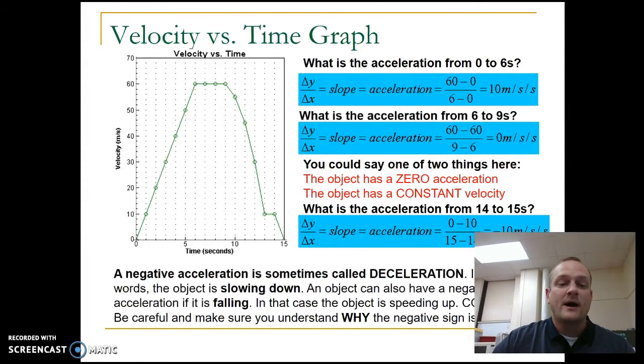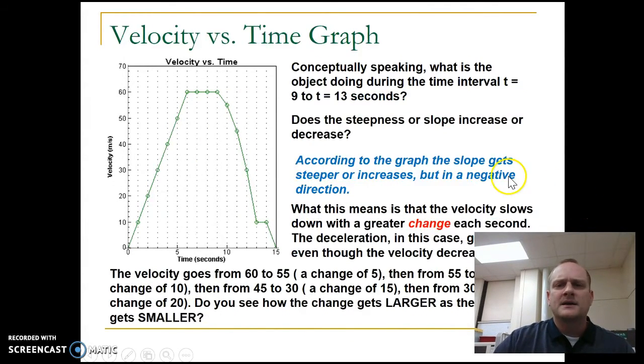An object can also have a negative acceleration if it's falling and speeding up, right? It could be confusing, so be careful, make sure you understand why the negative sign is there. Is it a negative acceleration because it's slowing down, or is it a negative acceleration because it's speeding up in the negative direction? Those can both happen. Conceptually speaking, what is the object doing during the time interval from 9 to 13 seconds?